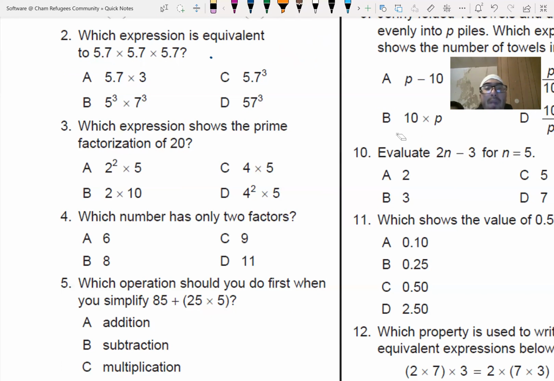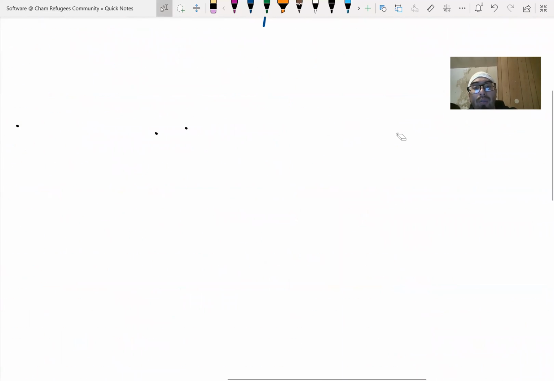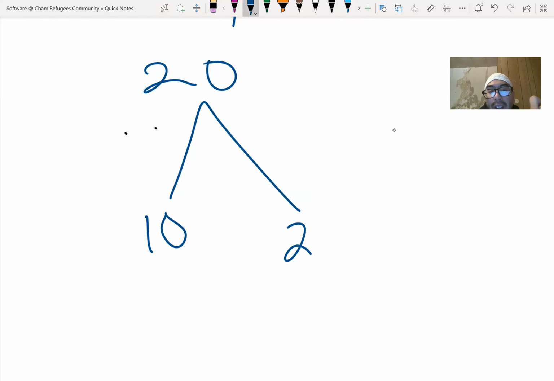Which one shows the prime factorization of 20? What method do we use when we want to find the prime factorization? Abdul Qadir? Thinking about it? Yes? Okay, good. Yes. We use a factor tree. Very good, right? So of 20, we're going to do 20. So we write 20 and then we're going to split it up. Okay? So how do you guys want to split it up? Let's do 10 times 2, right?